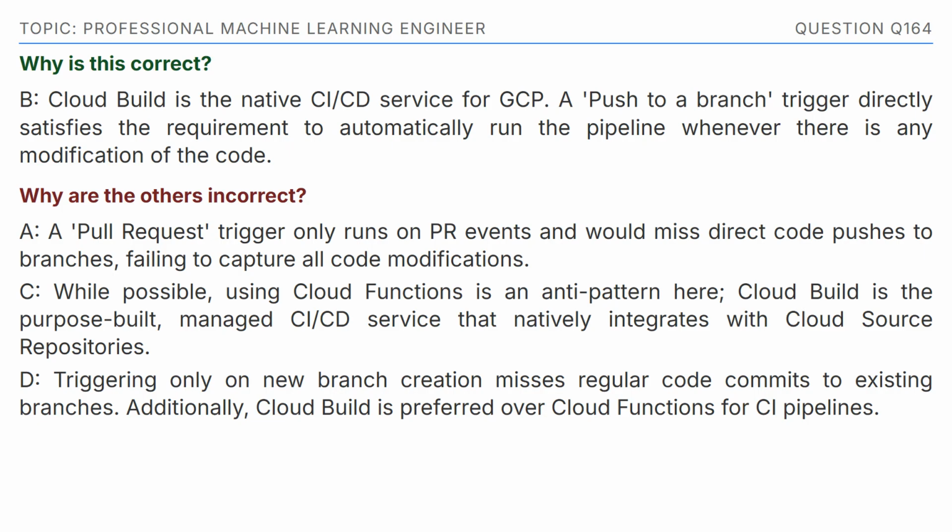Cloud Build is the native CI/CD service for GCP. A push to a branch trigger directly satisfies the requirement to automatically run the pipeline whenever there is any modification of the code. Why are the others incorrect?